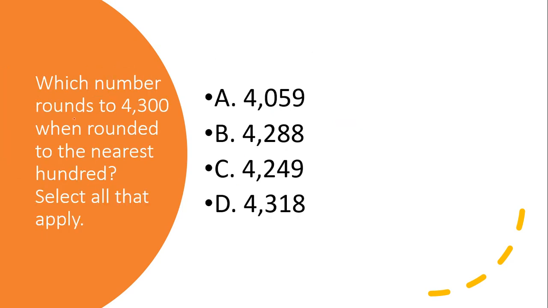On the next example, we are going to use a different strategy. So let's look at this question. Which number rounds to 4,300 when rounded to the nearest 100? Select all that apply. So these are really important. We can't just find the first one that we find correct. We have to go through all of them to see which ones are correct. So in this one, I'm going to use the underline and circle strategy.